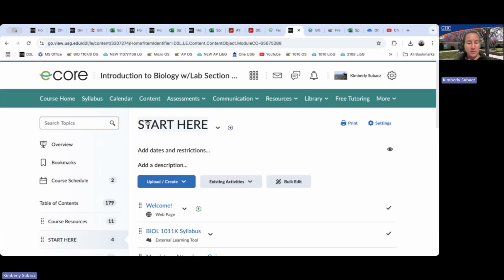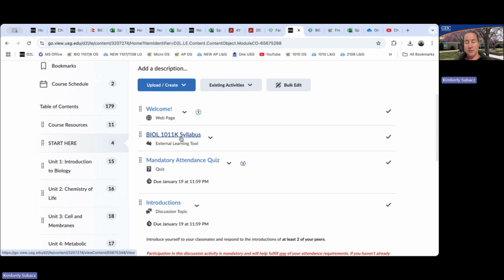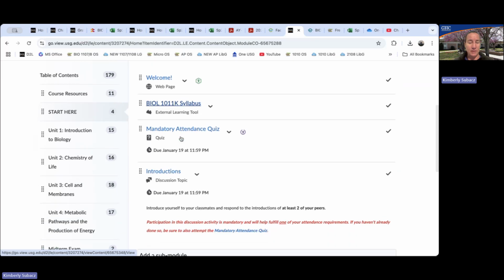Back to that start here. We have another link for the syllabus. Again, save all your syllabi for all your classes. Please just save a copy of those, just in case in the future you ever change, transfer, switch schools. Those syllabi are important. Here is, again, the mandatory first week stuff.